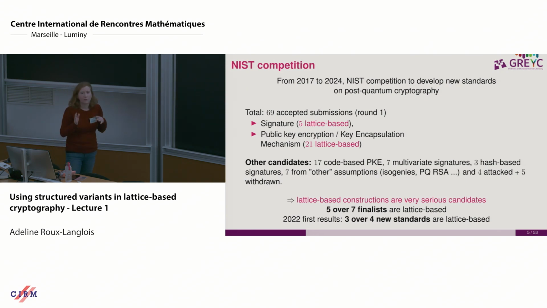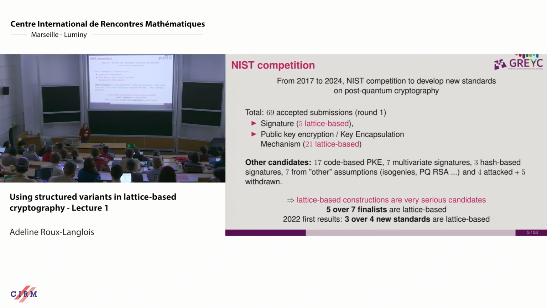So the competition is not over. There will be another round for signatures, and maybe another round for encryption. So they want to standardize several schemes, not only 1 or 2, because even if we are quite confident that lattice-based encryption or signature schemes will be secure, we are not sure that there will not be an attack in a few years. So we need constructions from several hypotheses, not only lattices. That's why they didn't stop there.